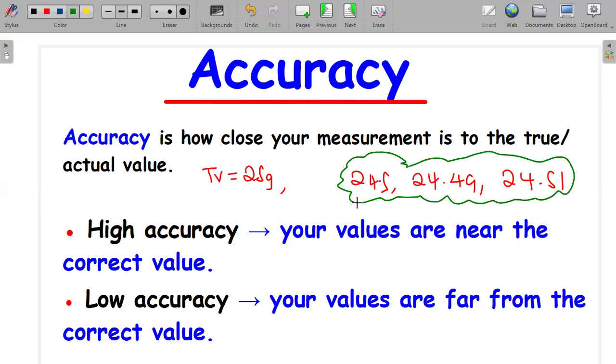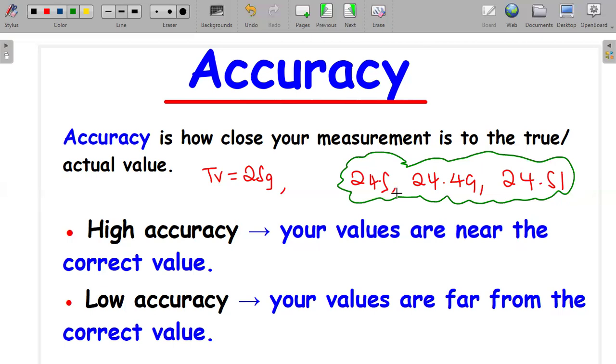How can we tell if a number of measurements that we've done are accurate? If you've been given more than one measurement, you need to find the average. You find the mean of the measurements, and then you compare the mean to the true value. If the mean is close to the true value, you say those measurements are accurate. If the mean is not close to the true value, we say those measurements are not accurate. So let's find the mean here.